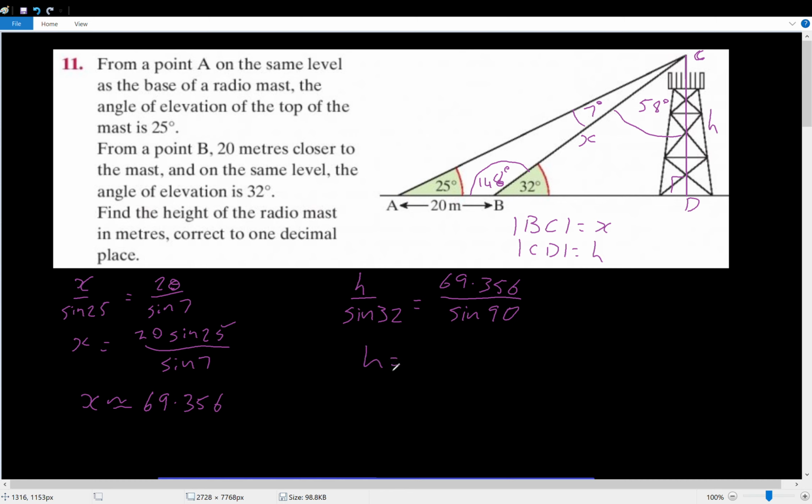Which means that h is going to be equal to 69.356 times the sine of 32 all over the sine of 90. And that's going to give us 36.753, and if we round that to one decimal place as we're asked to in the question, that means that the height of the mast is going to be 36.8 meters. And that is that.